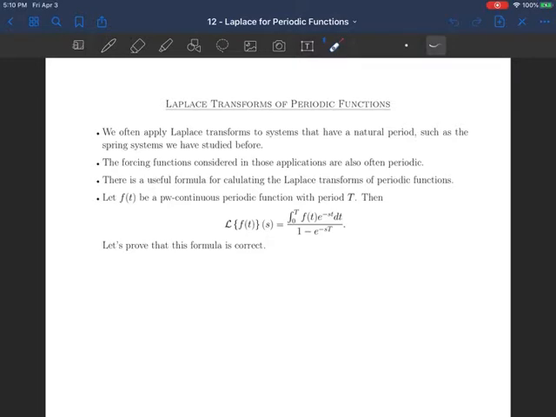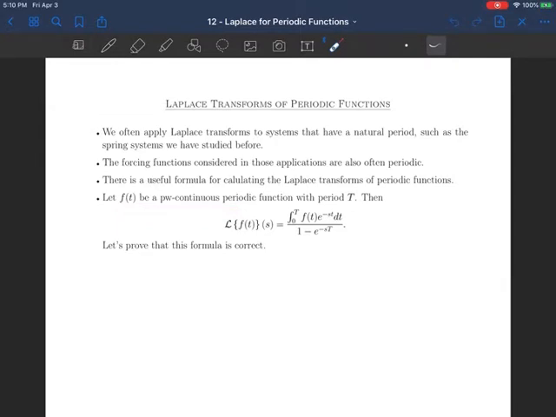Things that have a natural frequency of their own. So it's useful to be able to deal with these things in the Laplace realm. And it turns out that with periodic functions, we have a little bit of extra functionality because periodic functions repeat themselves. So in some sense, understanding what happens on one period should tell you everything you need to know about that function. And it turns out that we can indeed come up with a formula for calculating Laplace transforms of periodic functions by only looking at a single period. And that's the formula we're going to be dealing with now.